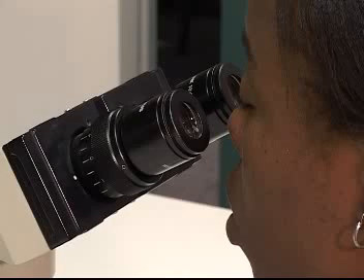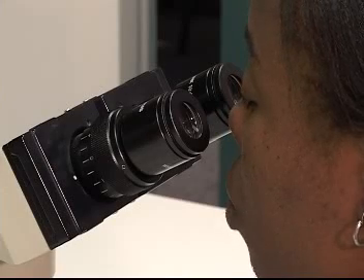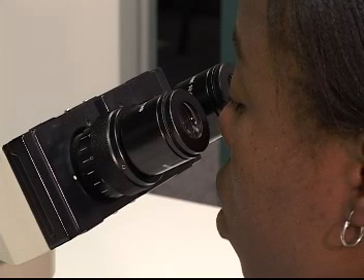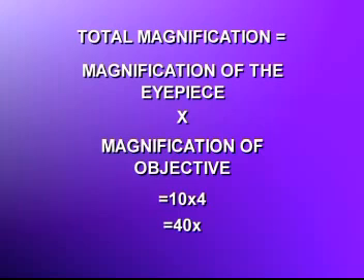In this microscope, the object is magnified firstly by the objective and then by the eyepiece. So, if we want to calculate the total magnification of the microscope, we must multiply the magnifying power of the eyepiece by that of the objective used. The total magnification is equal to the magnification of the eyepiece multiplied by the magnification of the objective. This is equal to 10 times 4. So, the total magnification is 40 times.